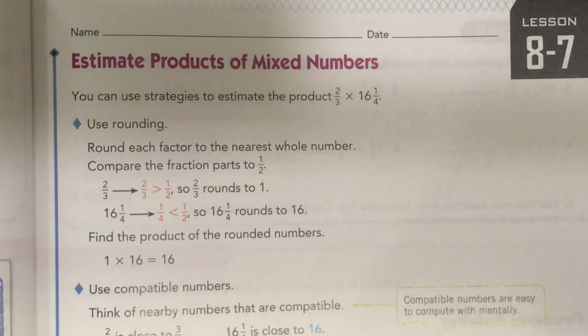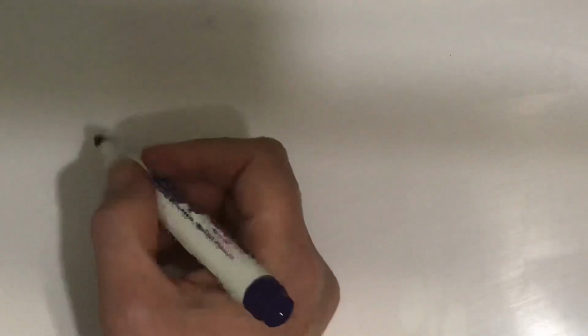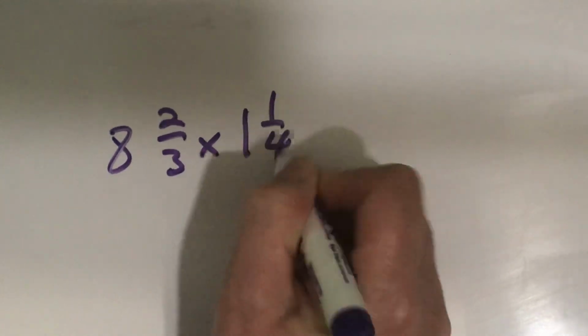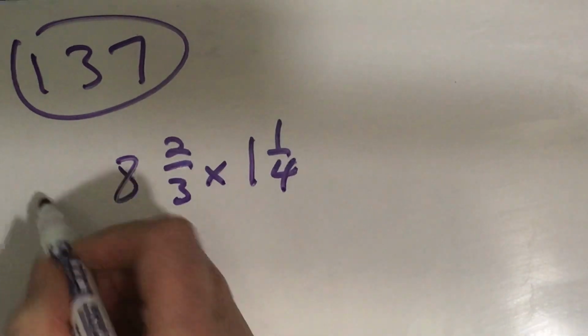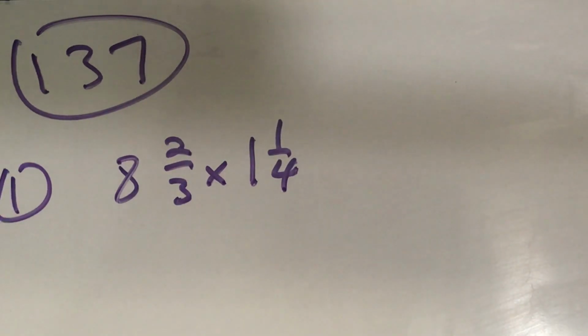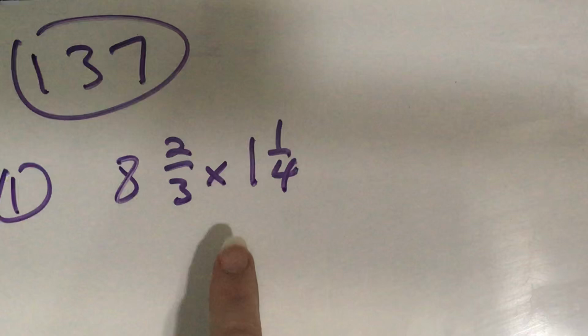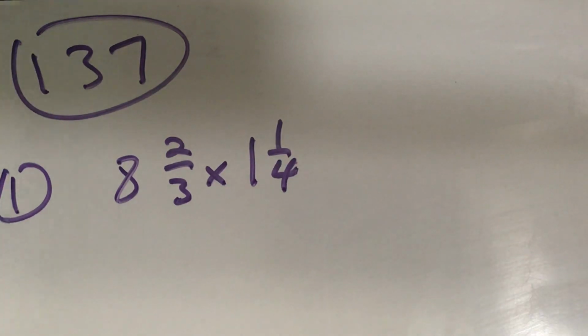Fifth grade. Today we are going to estimate products of mixed numbers, which is lesson 8-7, and I'm on page 137 in your workbooks. We're going to use rounding to estimate our products. So let's look at number 1 on page 137, which is 8 2/3 times 1 1/4. What I need to do is round each mixed number to the nearest whole number. And we did that in the last chapter.